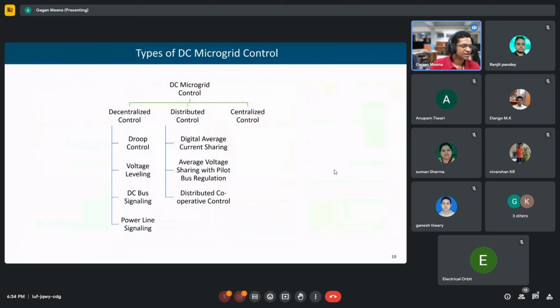So these are the different DC microgrid controls. For DC microgrid control also there are three types of strategies. One is decentralized, then centralized, and then distributed control. There are different types of strategies for decentralized control: voltage leveling, DC bus signaling, power line signaling, and similarly for distributed control also.